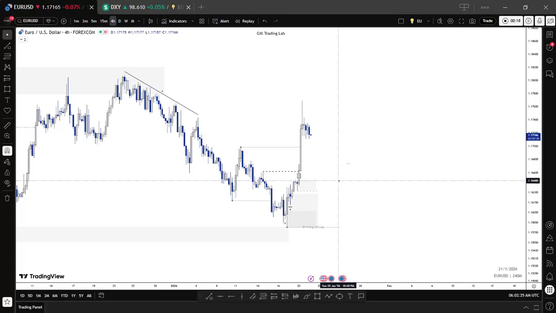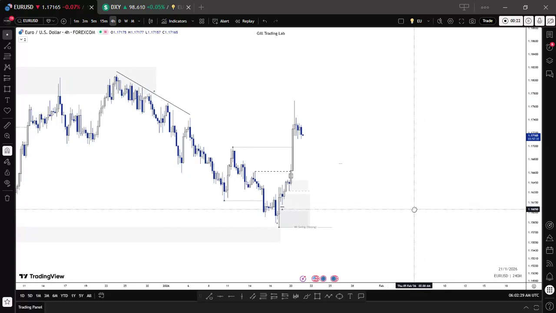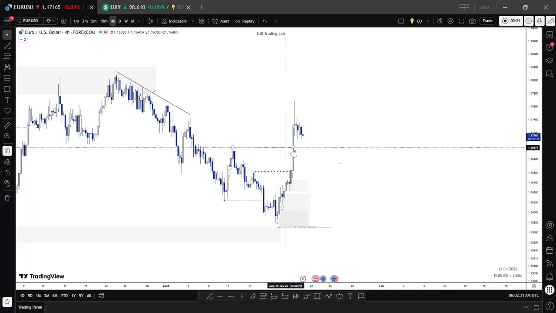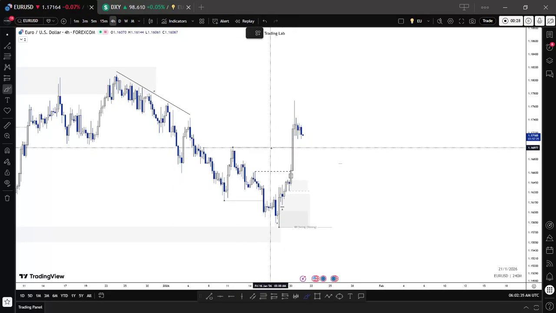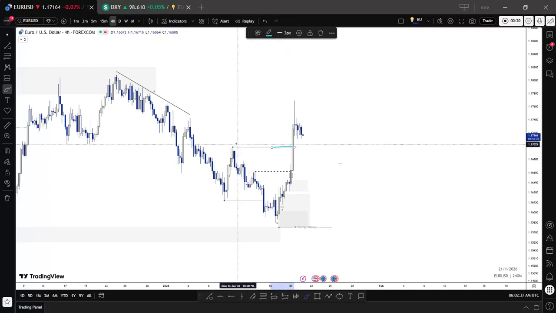Okay, so I'm going to start from the 4-hour time frame. On the 4-hour time frame, yesterday the swing switched bullish. We can confirm that by the moment price broke and closed above this high.